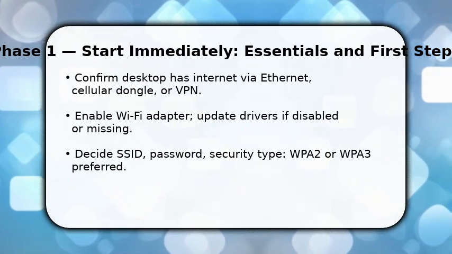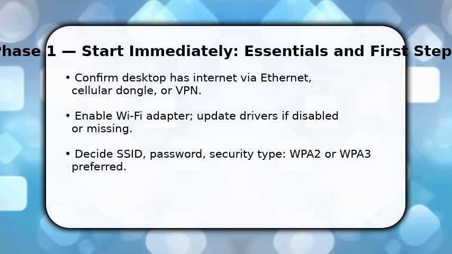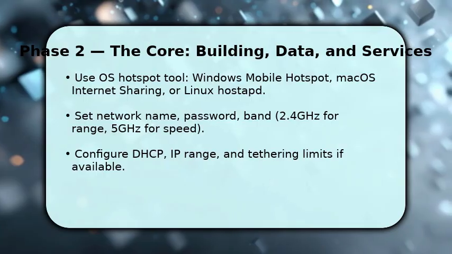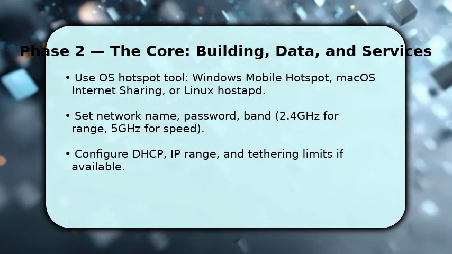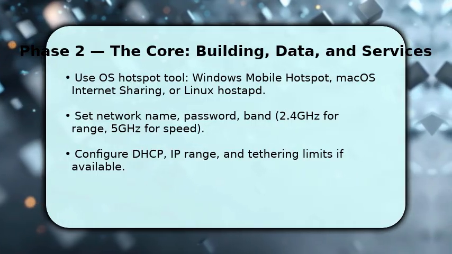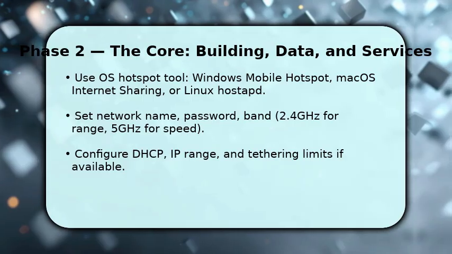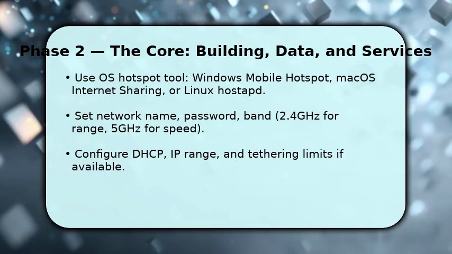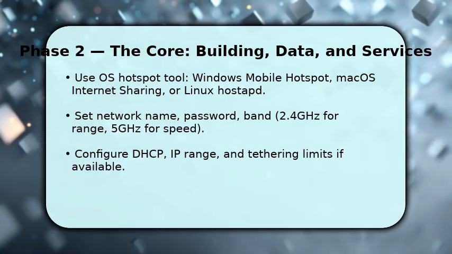Now move to the system controls to configure sharing and the virtual network. Now you create the virtual access point using your operating system or host app on Linux. On Windows, open Mobile Hotspot and select the source connection. On Mac OS, enable internet sharing and choose Wi-Fi. For Linux, configure hostapd and dnsmasq that handle authentication and DHCP.